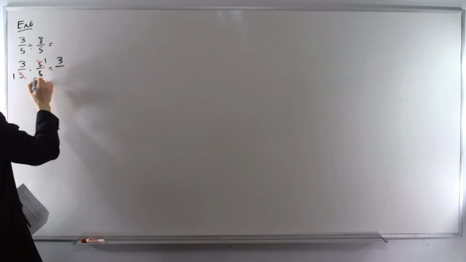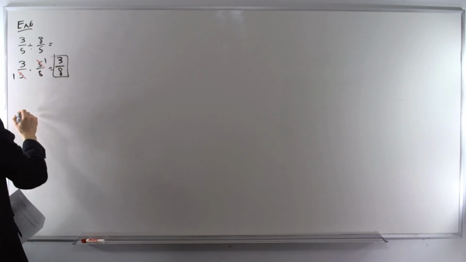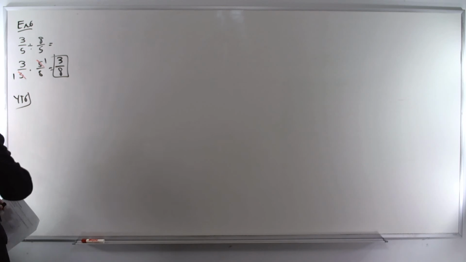Finally multiply straight across. 3 times 1 is 3. 1 times 8 is 8. So 3 eighths. Your turn, number 6.